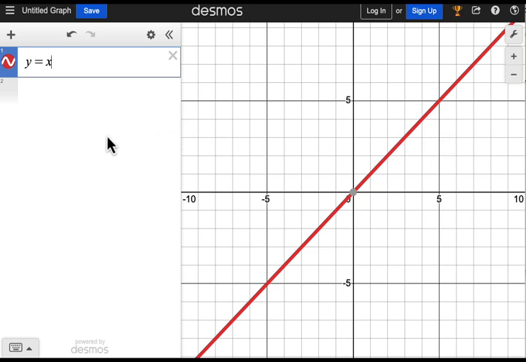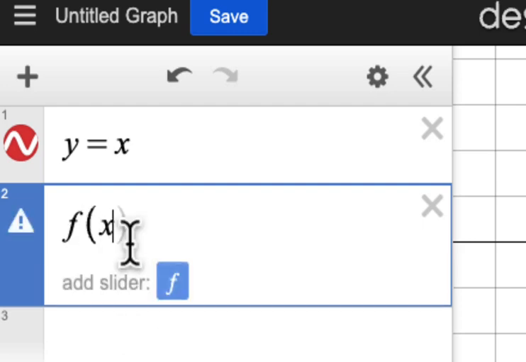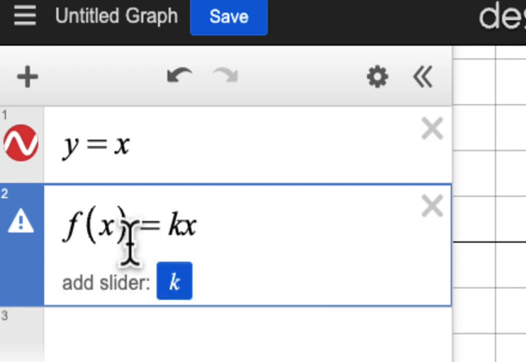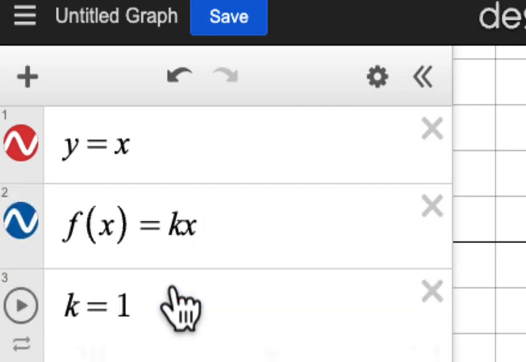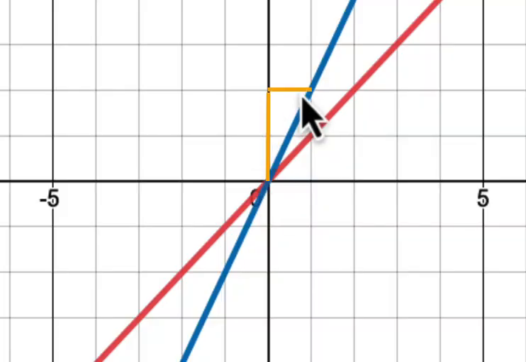So let's start by graphing the function f of x equals kx. You'll be asked if you want to create a slider for k. You do, so click the blue button. By default, k equals 1, so change the value to a value greater than 1. Change it to 2. The slope of this line is 2. You can see that it's 2 by counting up 2 and 1 to the right, and you're back on the line.